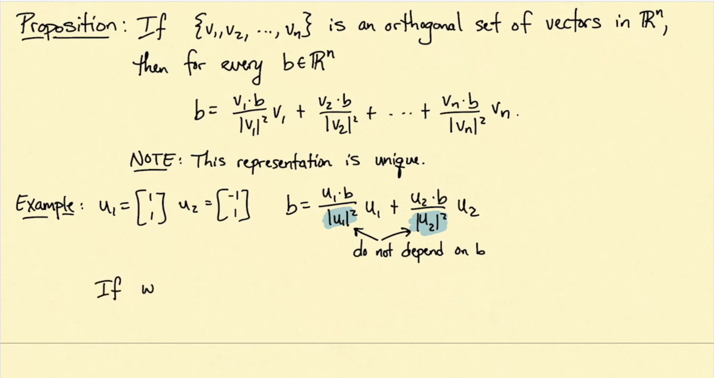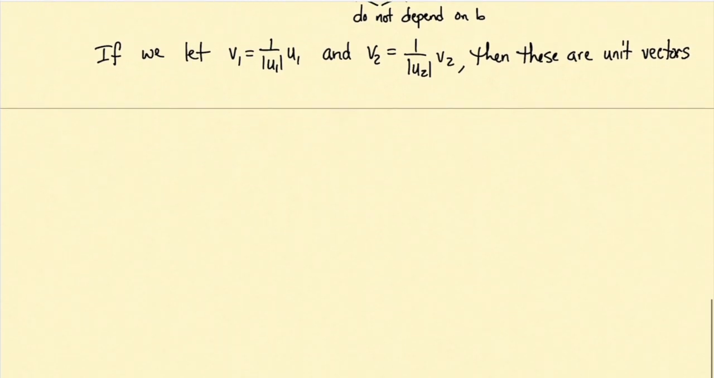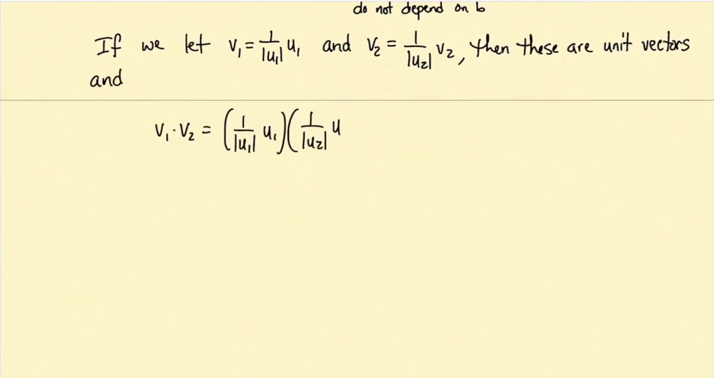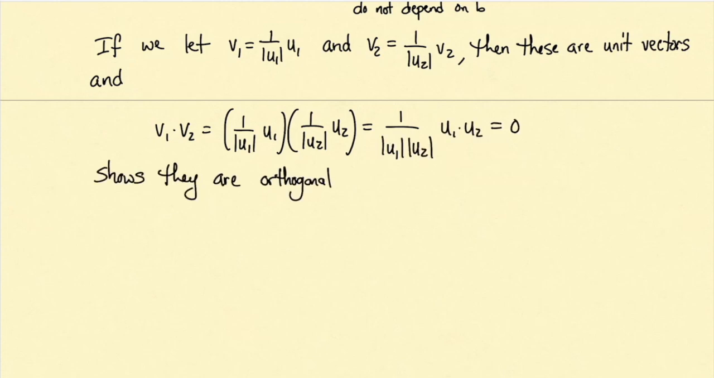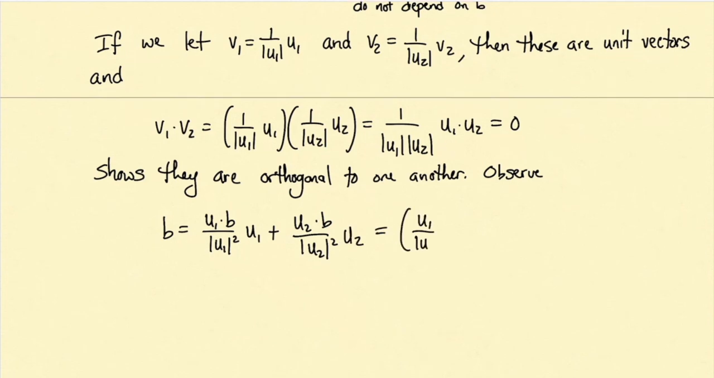If we modify our vectors by taking v1 to be 1 over the norm of u1 times u1, and v2 to be 1 over the norm of u2 times u2, then we get two new vectors that are now unit vectors, and we can check that these unit vectors are still orthogonal to one another. So we observe that if we take our representation of b in terms of the orthogonal basis, u1 and u2, we can redistribute the two norms.